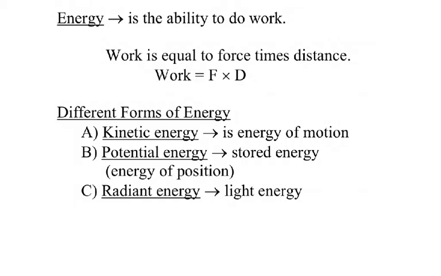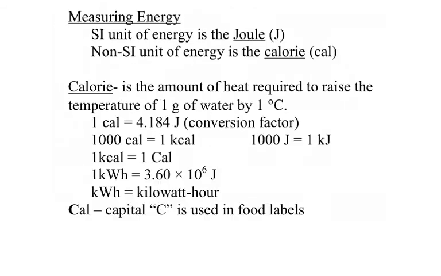Which also brings me to this point. Energy can be transferred from one form to another. So you can convert potential energy into kinetic and vice versa. So as you can see, there are different forms of energy. Now, measuring energy, there's several units. Now, the official SI unit of energy is the joule. It is a derived unit.